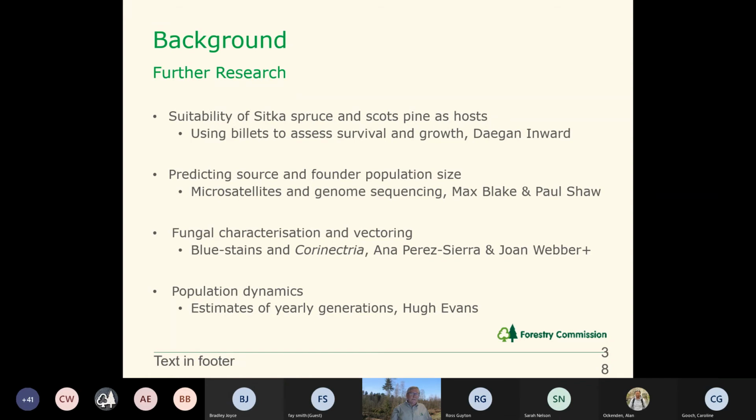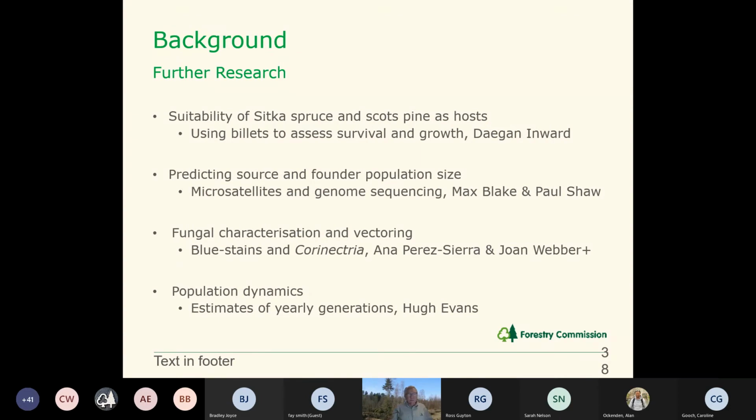One of the other important elements of Ips typographus is it's a vector for blue stains and other pathogens, and there's work going on to understand that pattern and that characterization by the Ento team at Alice Holt, and further work trying to understand population dynamics. We're fairly confident that you need at least 10 beetles arriving at the right place in the right time with an appropriate host to have any chance of forming a population, but there's a lot of work to understand exactly how that works in behaviour in GB.